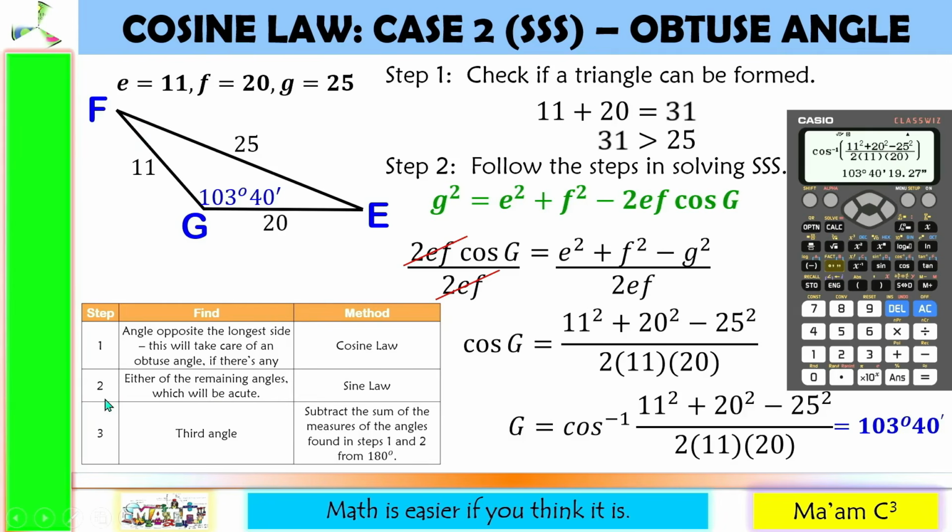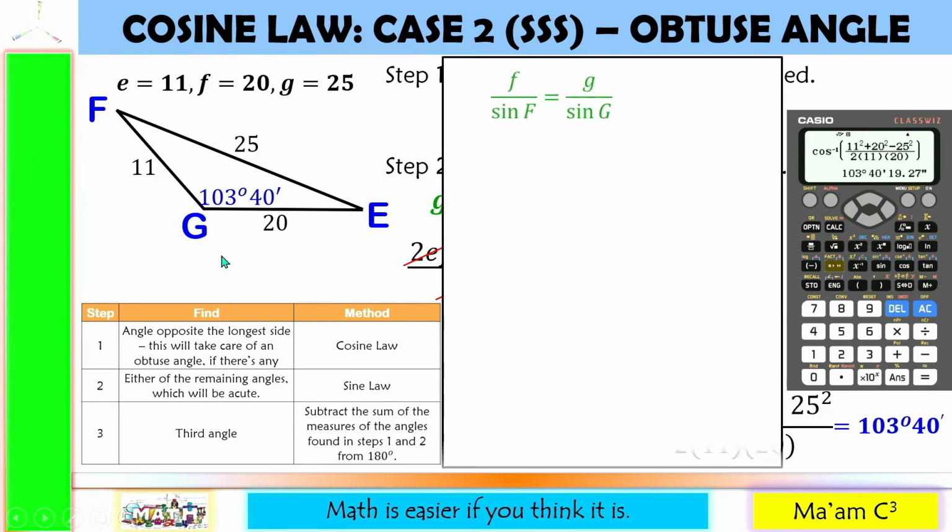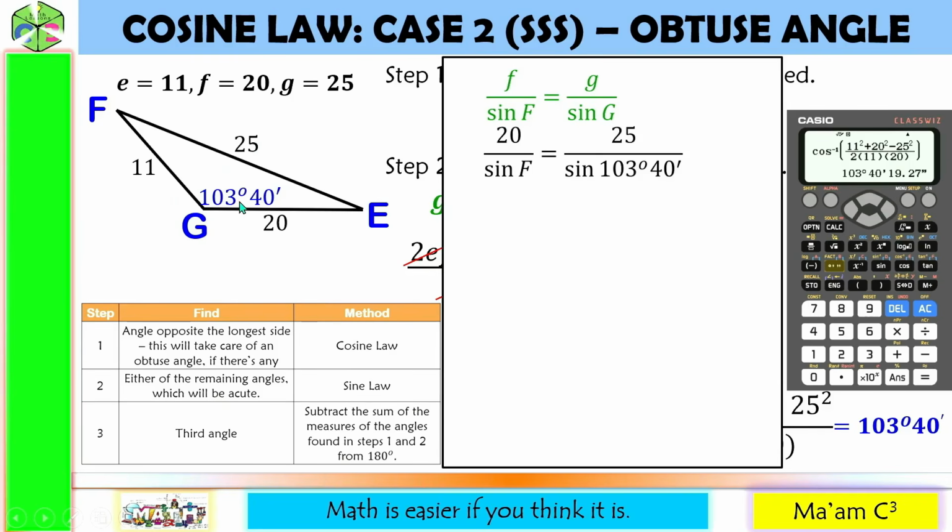Step 2, we can solve either angle F or angle E using sine law. Let me solve first for angle F. So we have F over sine F is equal to G over sine G. Let us substitute our values. F is equal to 20. Angle F is the missing angle. G is 25 and angle G is 103 degrees, 40 minutes. Cross multiplication, 25 times sine F is equal to 20 times sine 103 degrees, 40 minutes. I don't need 25 here.